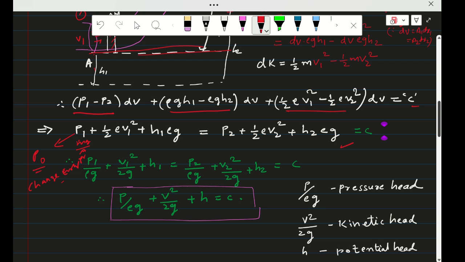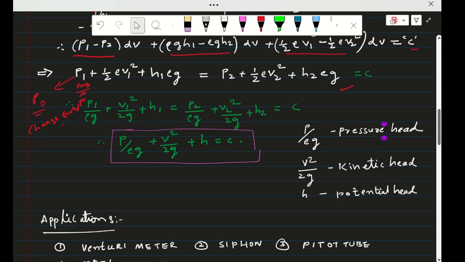So P1 minus P2. Now here take rho g common: P by rho g plus V square by 2g plus h is equal to constant. Here P by rho g is called pressure head, V square by 2g is kinetic head, and h is potential head. It means Bernoulli's principle says the sum of three energies, pressure energy, potential energy as well as kinetic energy, at any point is constant or conserved.